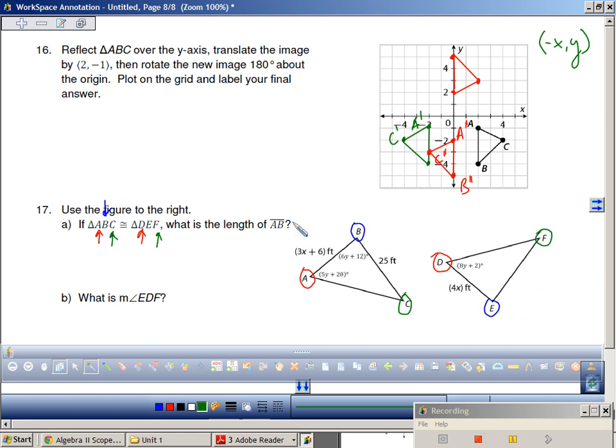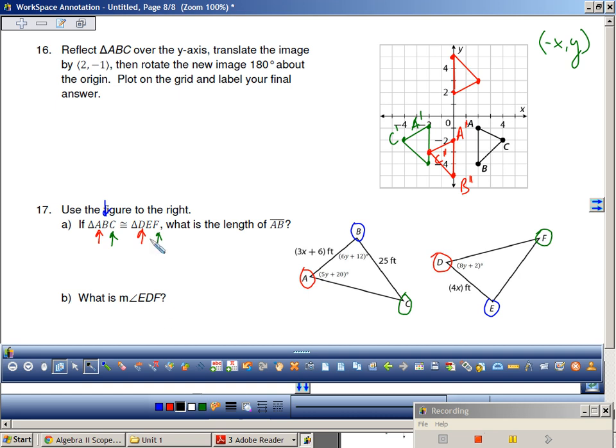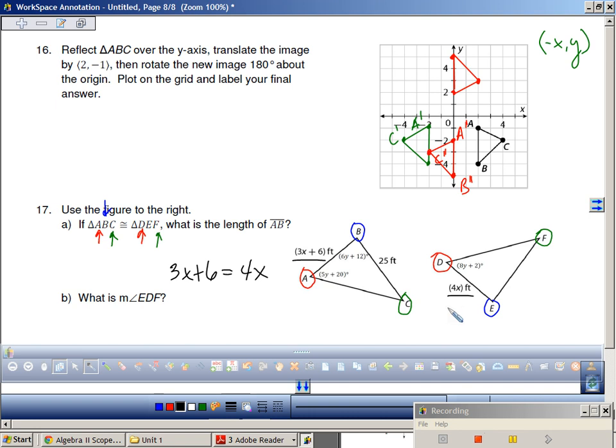So now it says, what's the length of AB? Where's AB? Right here. Well, where's its counterpart? DE, right there. So if this is equal to this, what can I write? 3x. See, this equals that. If they're the same, they're equal.